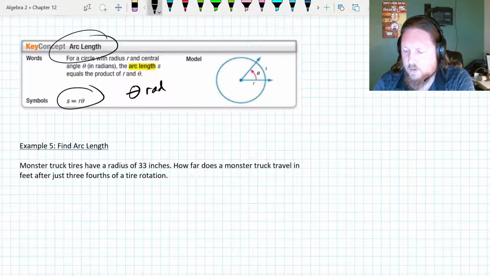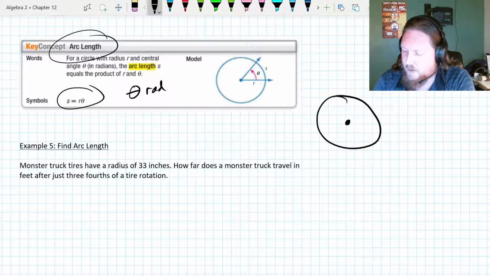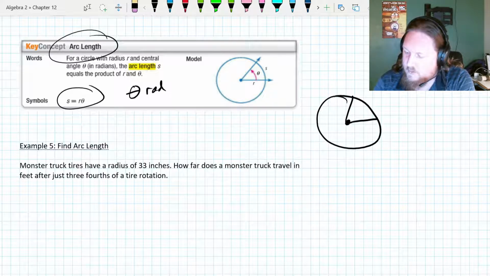So how does that work? Let's just do a quick little example here, and let's make this have a radius of 4, and well, let's write that in here. Radius of 4 inches, right?